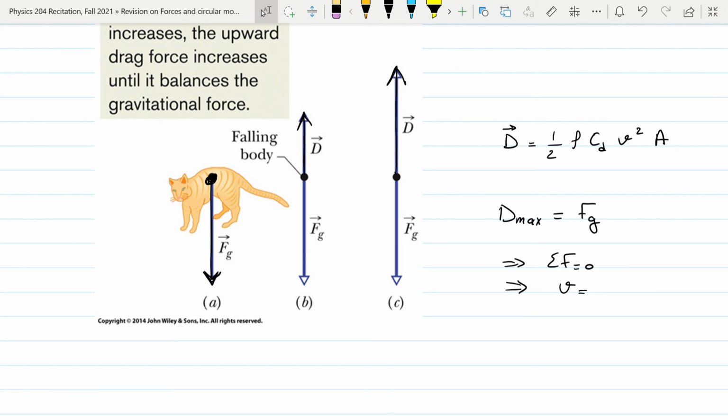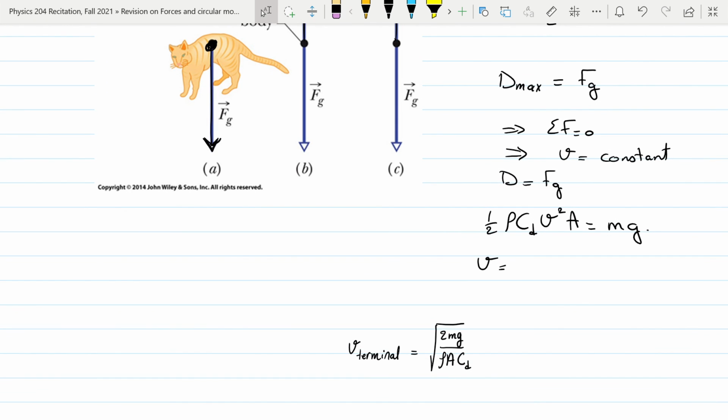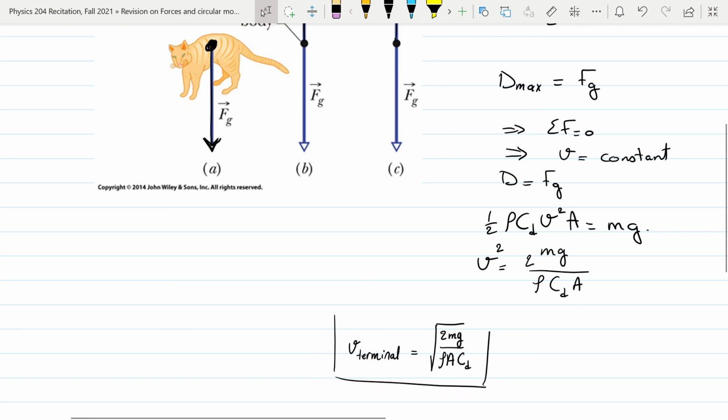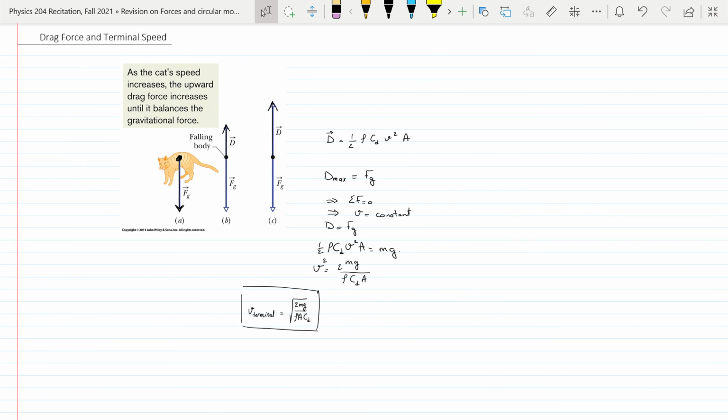So the speed of the object is going to be constant, and we can deduce it from the formula of the drag force. Since the drag is equal to the weight, then half rho CD V squared A is going to be equal to m times g. So we can get a formula for the speed of the object once the drag force reaches a maximum. And this value of the speed is called the terminal speed of our object. So this is a summary of what you're supposed to know on the drag force.